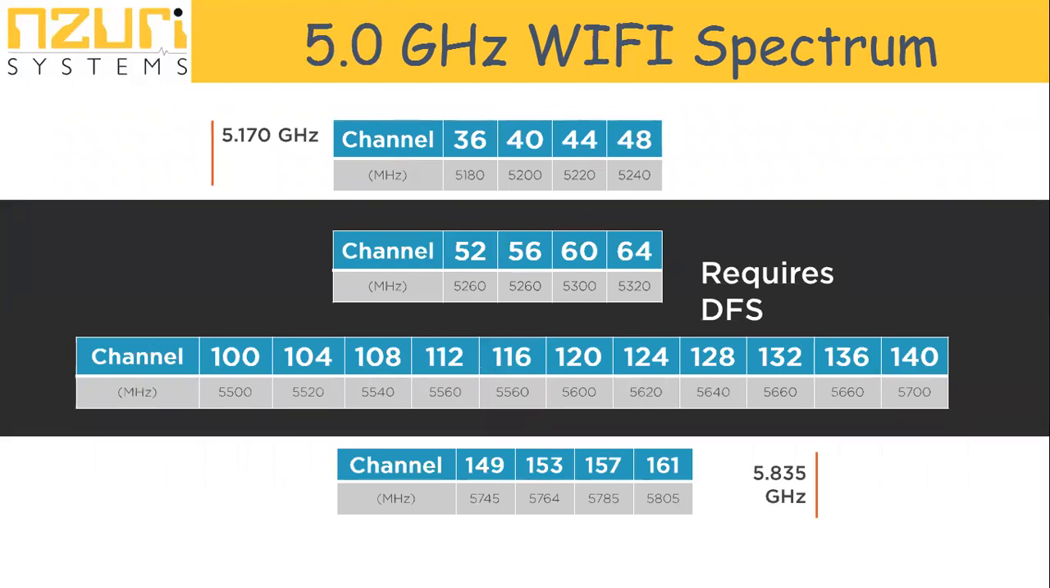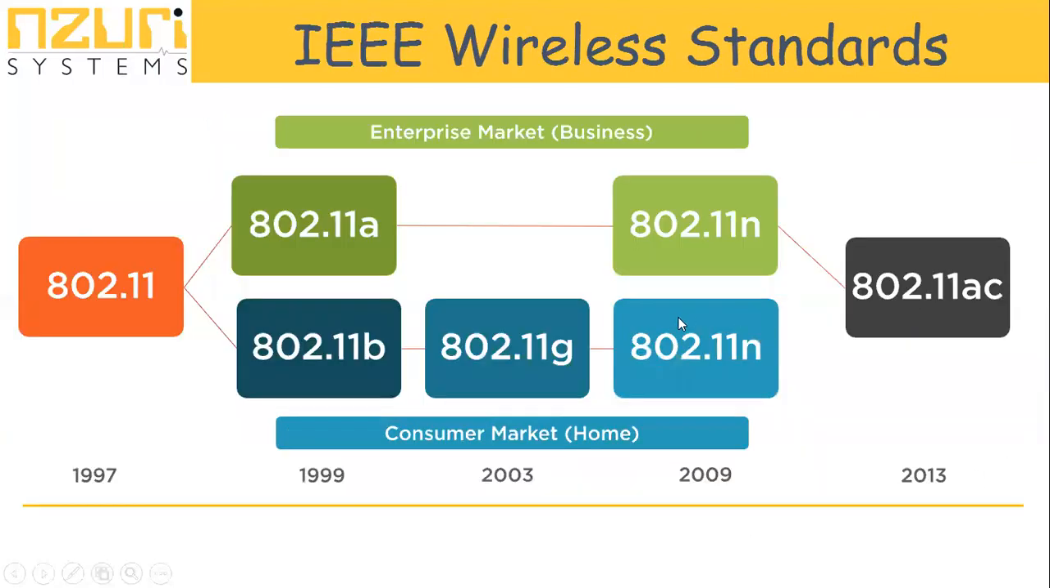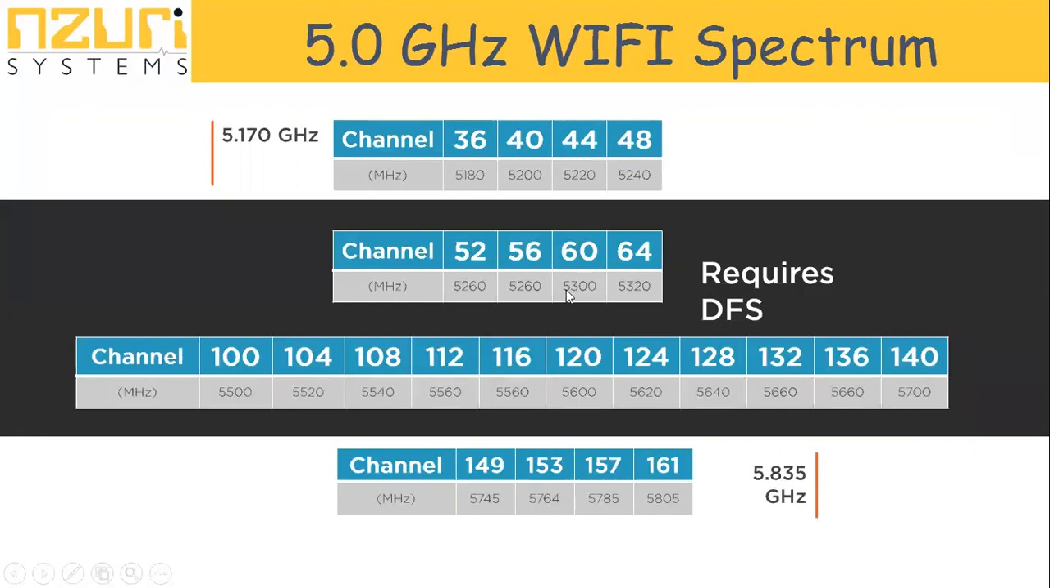The very common ones you would see enabled on most of the devices you would work with range from channels 36 to 48, and then 149 to 161. The others, anything from 52 to 64 all the way to 140, are reserved for military applications, but it doesn't mean you can't use them.